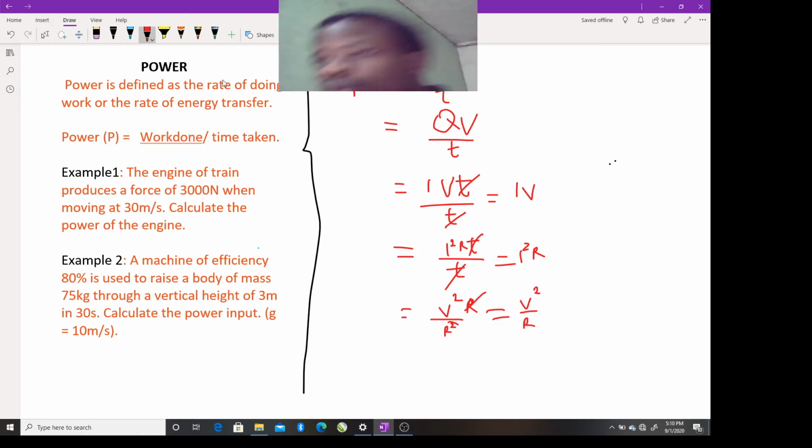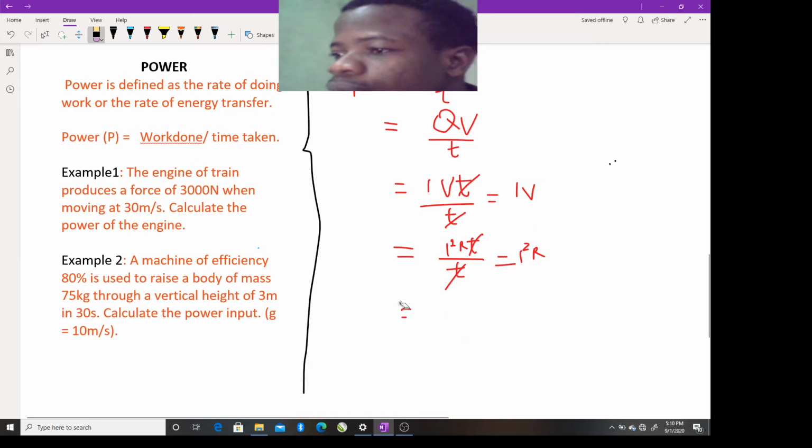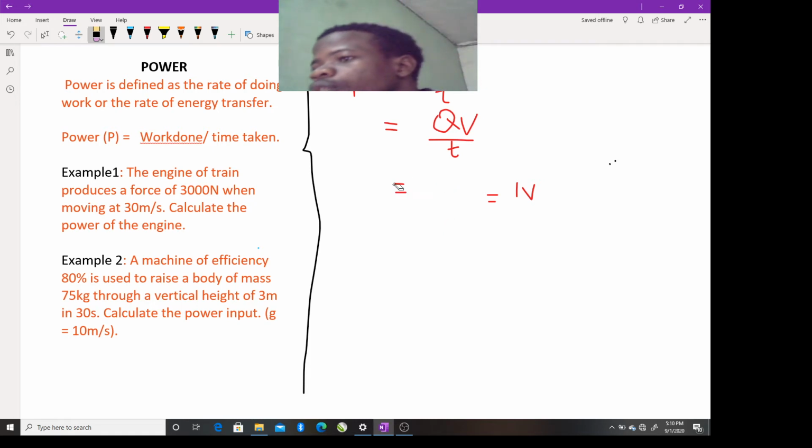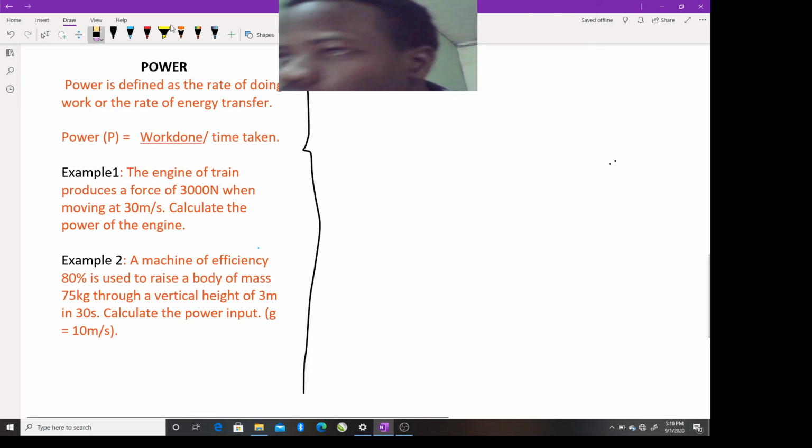What are the examples? We have example 1. Let's deal with example 1. What do you have? Example 1 states that the engine of a train produces a force. Now in science we write out the parameters. We have it produces a force F equal to 3000.